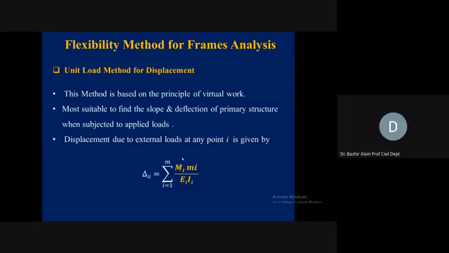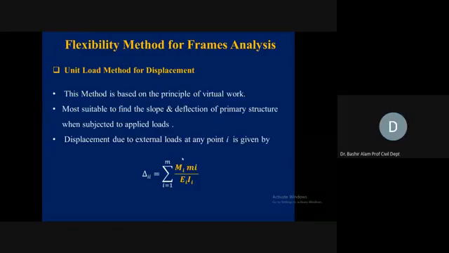Displacement due to external loads at any point i is given by delta i is equal to summation of i equal to 1 to m, m is the number of members now, integral of M m_i divided by EI. The moment diagram is going to change now, so we need to take the summation of the integrals of the product of these M's divided by EI.